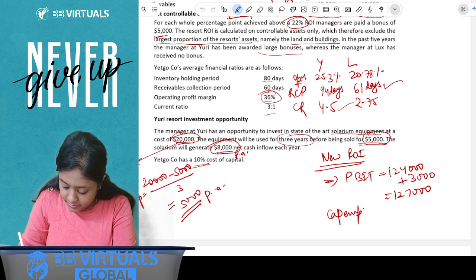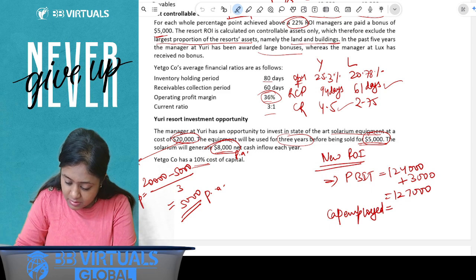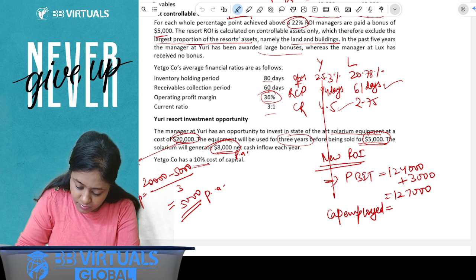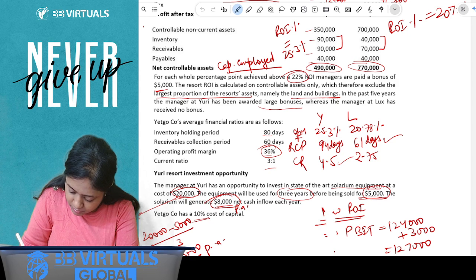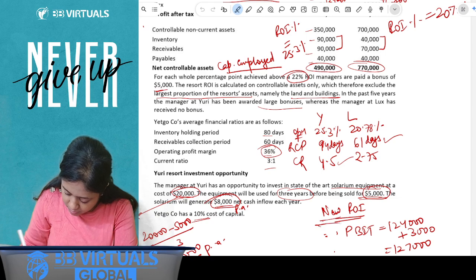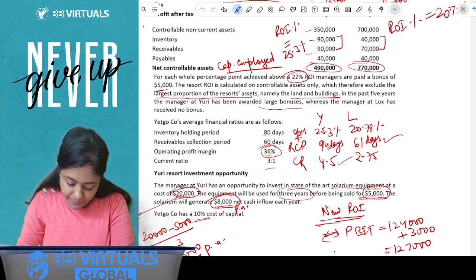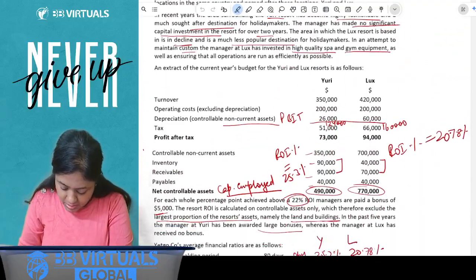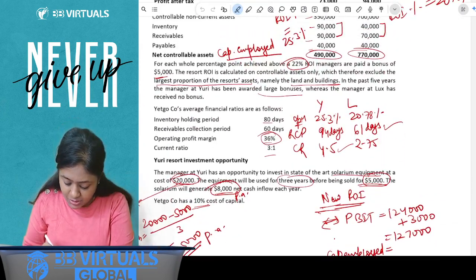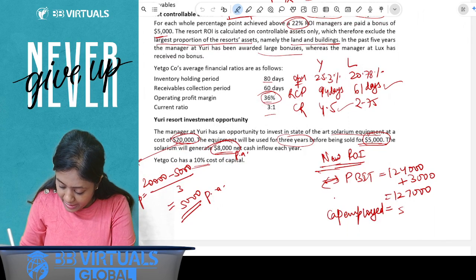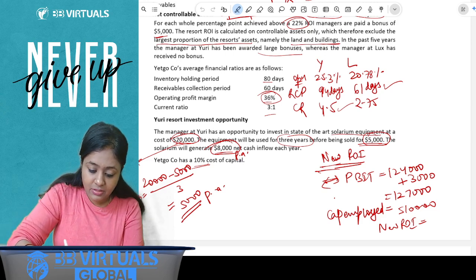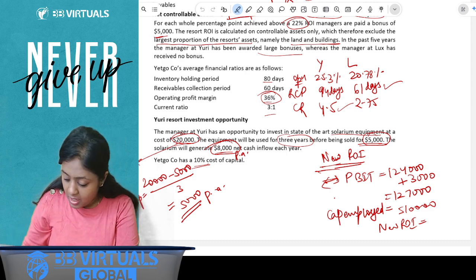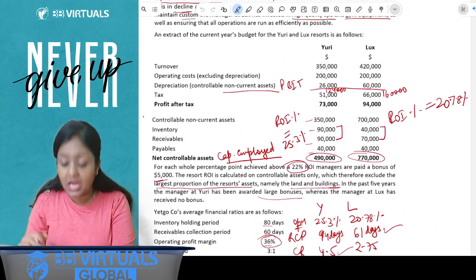What will be the capital employed? Existing is how much? Okay, now let's calculate capital employed. Earlier capital employed was 4,90,000. With this, we will add the new investments, which is 20,000. So capital employed will be 5,10,000. What is the new ROI then? If we go with this project, it will be 1,27,000 divided by 5,10,000 multiplied by 100, 24.9%, which is lower than its existing ROI of 25.3.